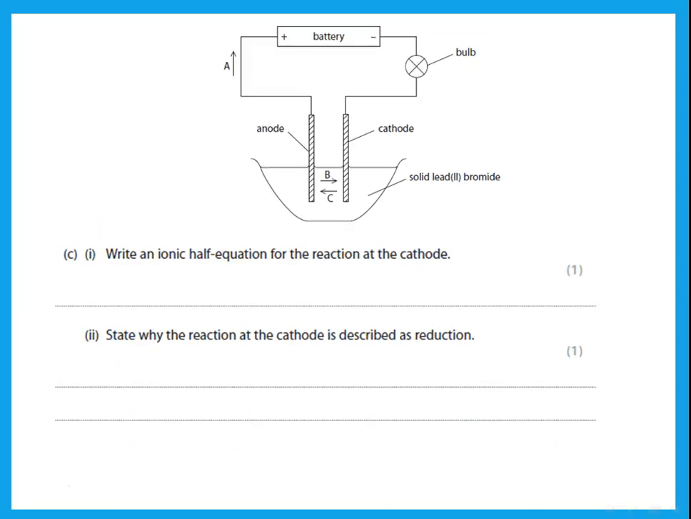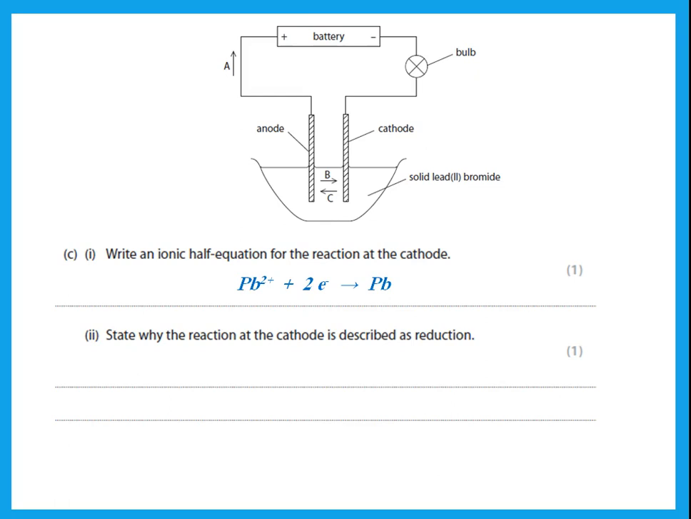The next question says, I have this, and that's the same diagram. Write an ionic half equation for the reaction at the cathode. Where is the cathode? The cathode is the negative. So the one that goes to the negative is the positive ion. So it is the lead 2 plus. Since it is 2 plus, it needs 2 electrons and becomes lead.